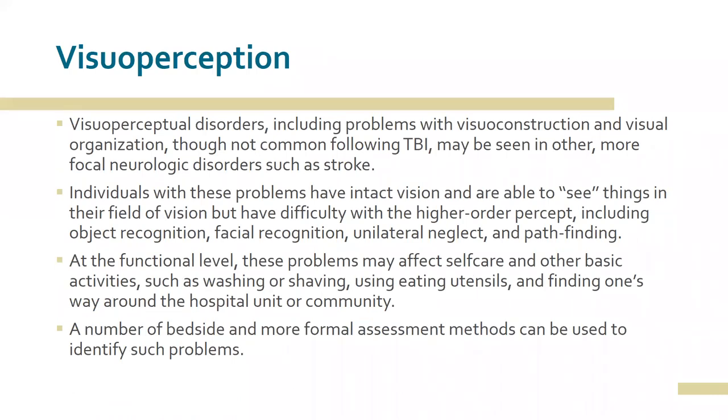Then, visual perception disorders include problems with visual construction and visual spatial organization. Though not common in TBI, they may be seen in other more focal neurological disorders like stroke. Individuals with this visual spatial dysfunction may be able to see things in their field of vision, but have difficulty with higher order perception, including object recognition, facial recognition, unilateral neglect, or pathfinding. At the functional level, these problems may affect self-care and other basic activities such as washing, shaving, using eating utensils, and finding one's way around the hospital. So this is one of the important things, but it is very rarely affected in TBI.